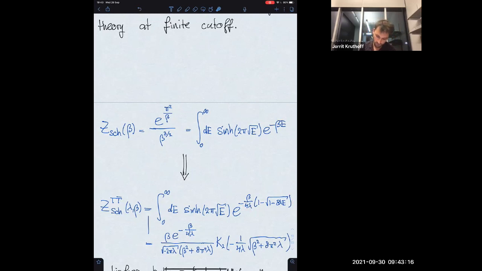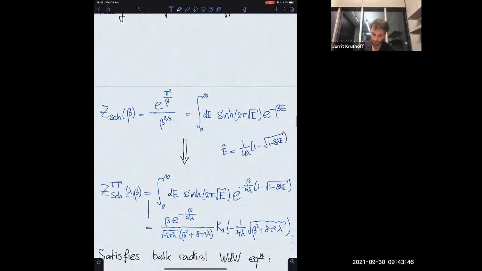And so the deformed Schwarzschild theory is basically this integral. The spectrum is still the same, but the energies are a bit different. What you can do, of course, is go to new variables, a new E tilde, where E tilde equals 1/4 lambda times 1 minus 8 lambda E, so that you just get the usual Boltzmann factors, and then you get a change in the density.